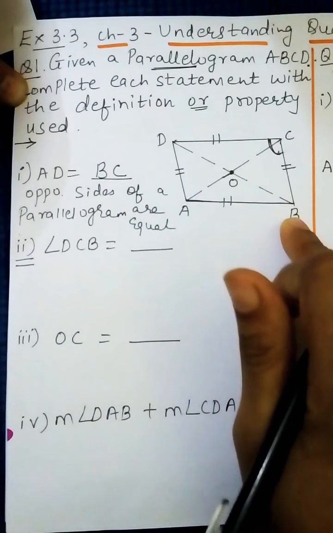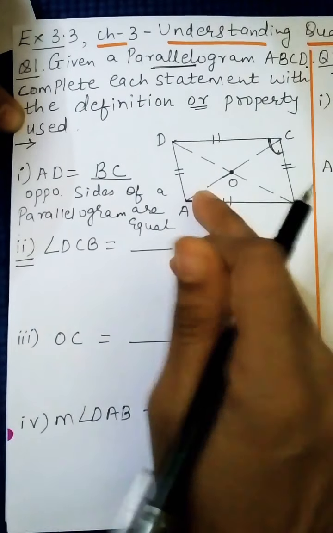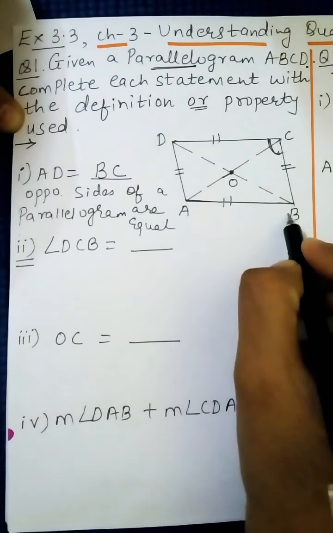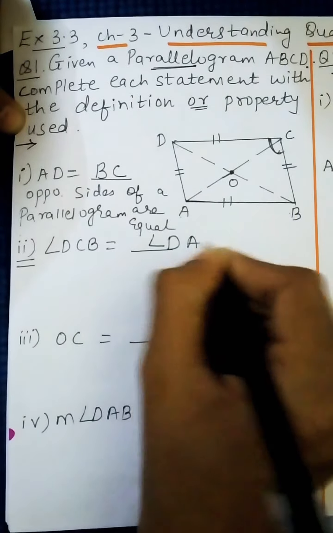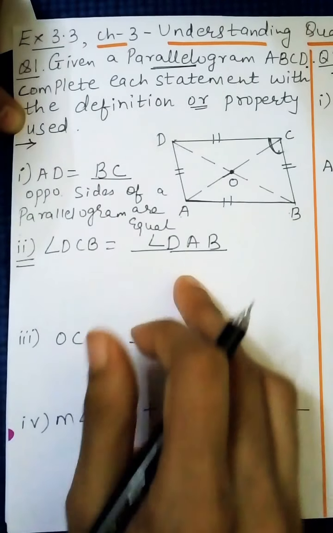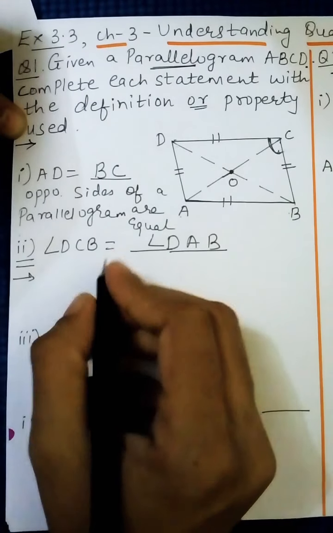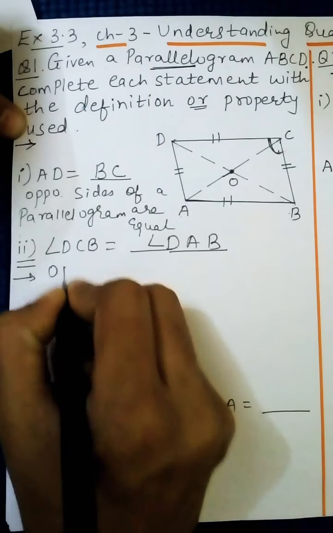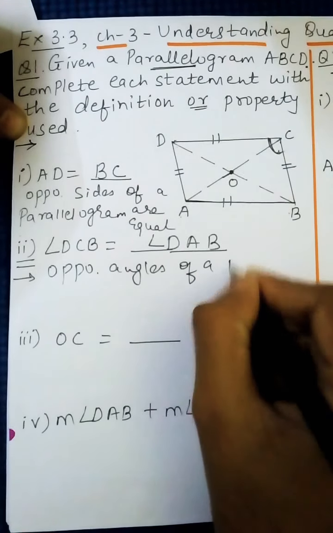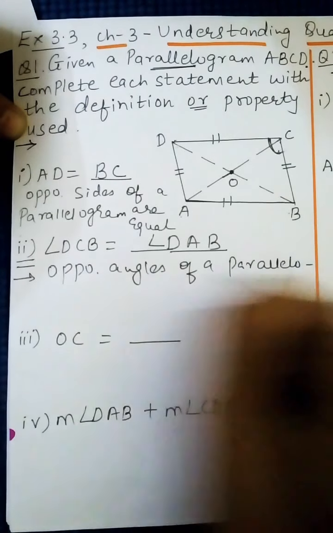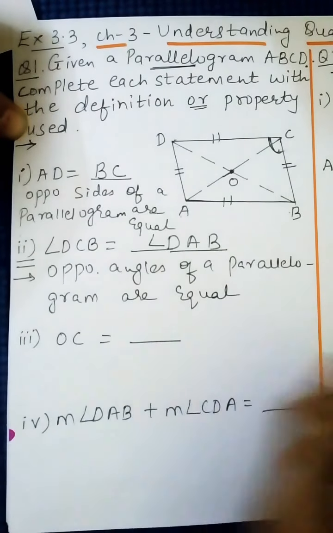So angle DCB will be equal to which angle? Again we have seen another property, that opposite angles are equal. So angle DCB will be equal to angle DAB. Reason, which property are we using here? Opposite angles of a parallelogram are equal. So this will be our property.